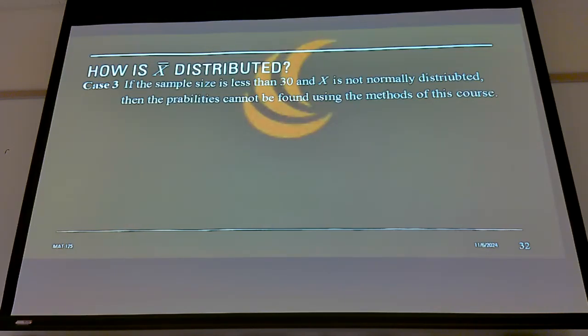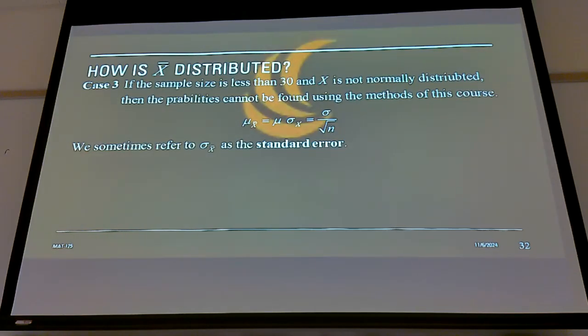So in case 1 or case 2, the mean of your means is the population mean. The standard deviation of your means is the population standard deviation divided by the square root of sample size. And the standard deviation is sometimes referred to as the standard error.